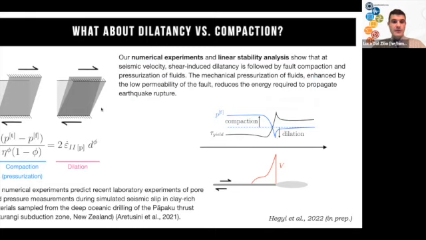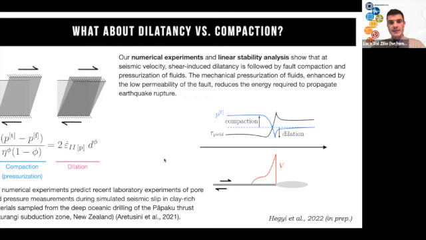After that, we can have instead a compaction effect, which can increase the pore pressure within the fault zone and can allow the rupture to propagate for longer distances. We are now trying to explore this problem and trying to derive a linear stability analysis in order to understand the competition between compaction and dilation.